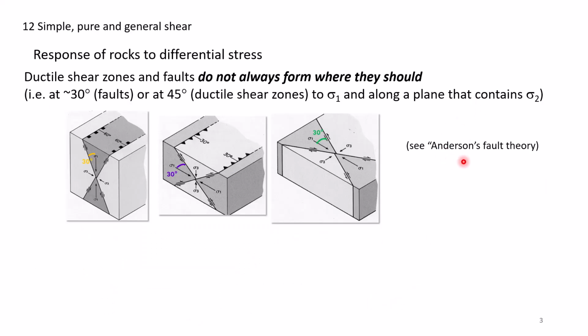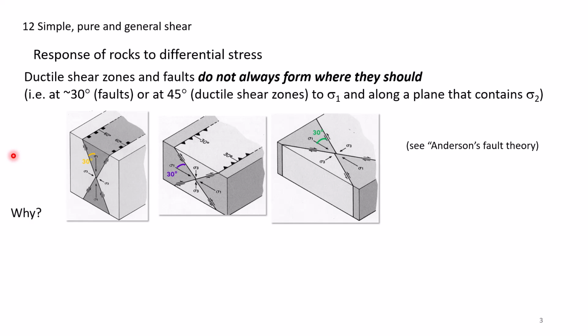We have seen that Anderson's fault theory predicts that conjugate faults always form at 30 degrees with respect to sigma 1 and 60 degrees with respect to sigma 3. And the intersection line between conjugate fault planes would be along sigma 2. However, that is not always the case. Ductile shear zones and also faults do not always form where they should, at 30 degrees or 45 degrees with respect to sigma 1, depending on whether we are talking about the brittle field or the ductile field.